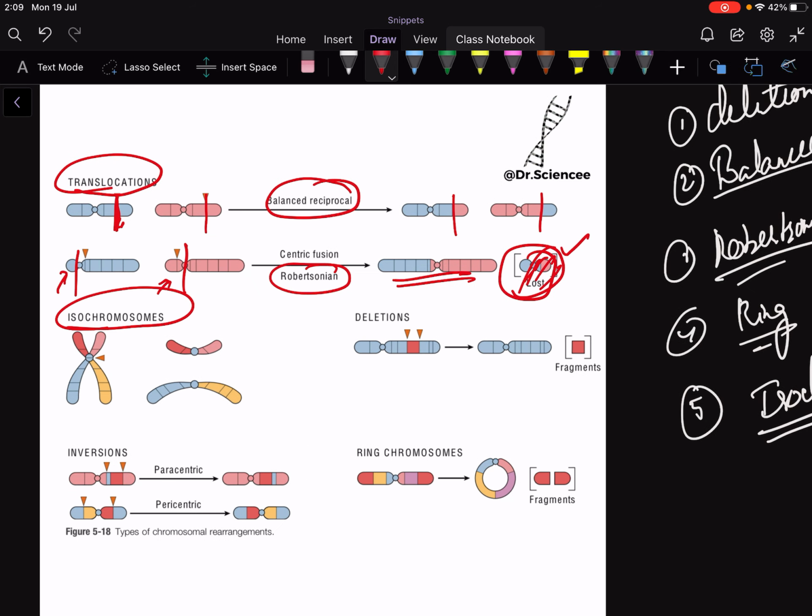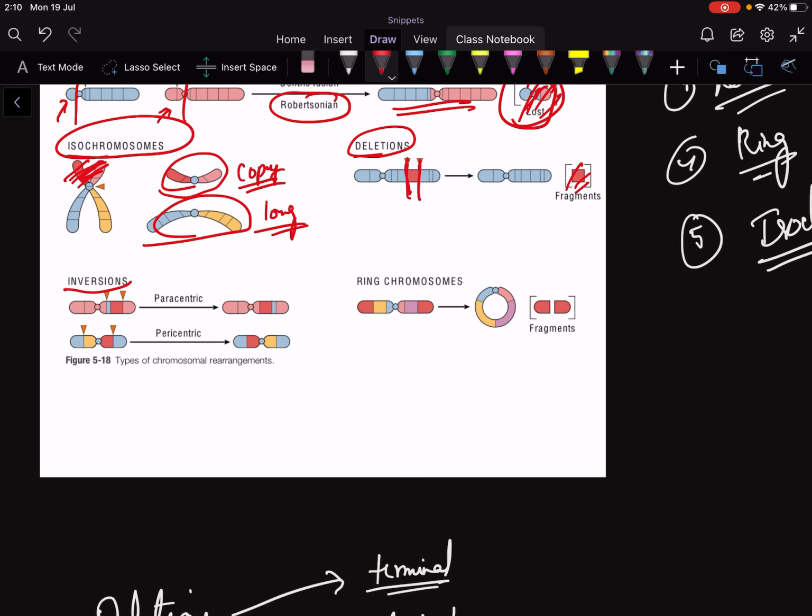What are isochromes? As I already told you, in isochromes either the short arm is lost or the long arm is lost. If the long arm is lost, they will form a copy of short arms. If the short arms are lost, they will form a copy of long arms, right? Next we will talk about deletions. Deletions are mainly two types. As you can see here, there are two break points happening here, and that genetic material is lost into fragments. Okay, next we will talk about inversion.